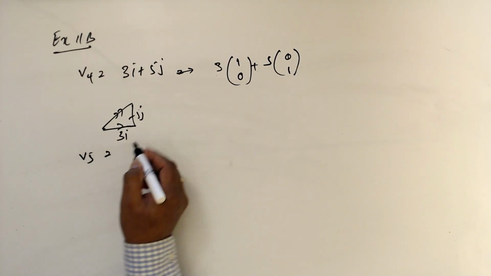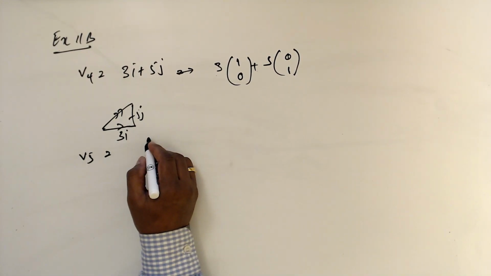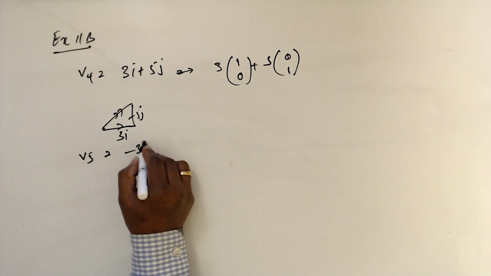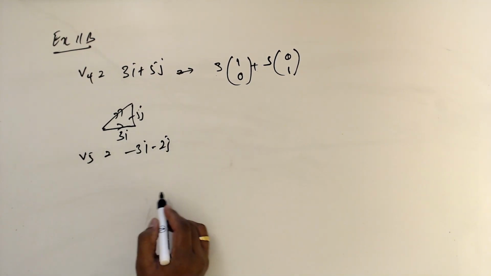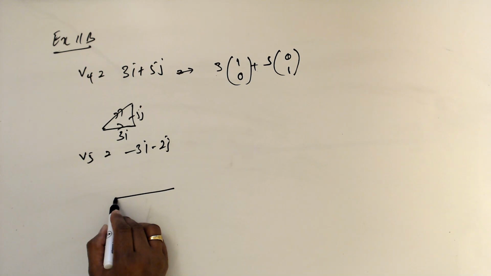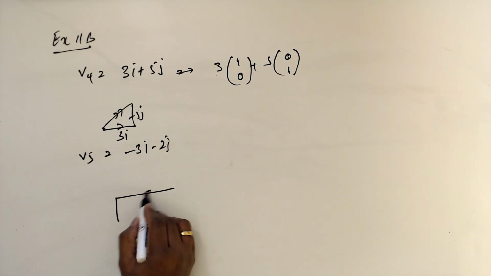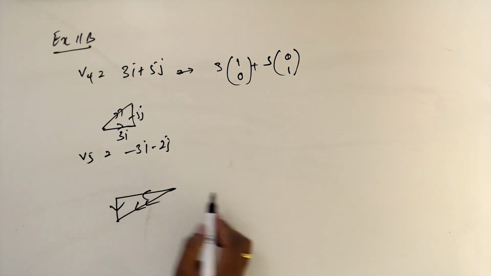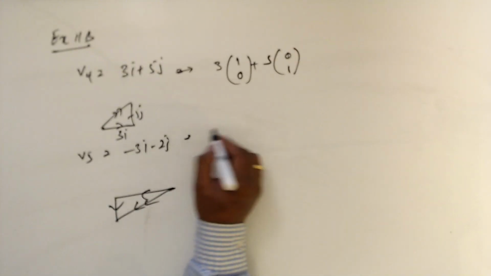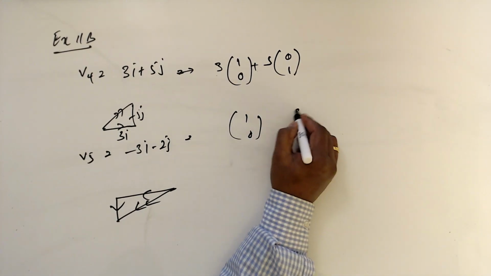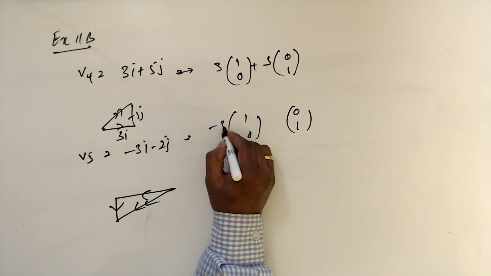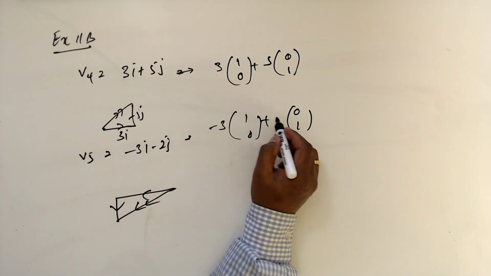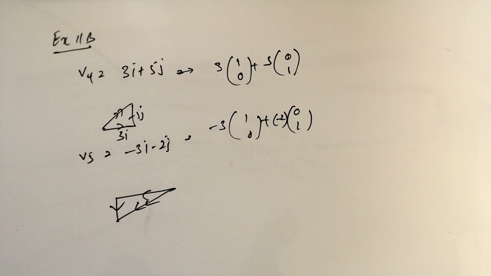And V5 is going to be minus 3i minus 2j. It means we are going to the direction minus 3 and 2 down, and this is the direction. So this is basically 1 0 and 0 1. This is minus 3 times, this is minus 2 times.